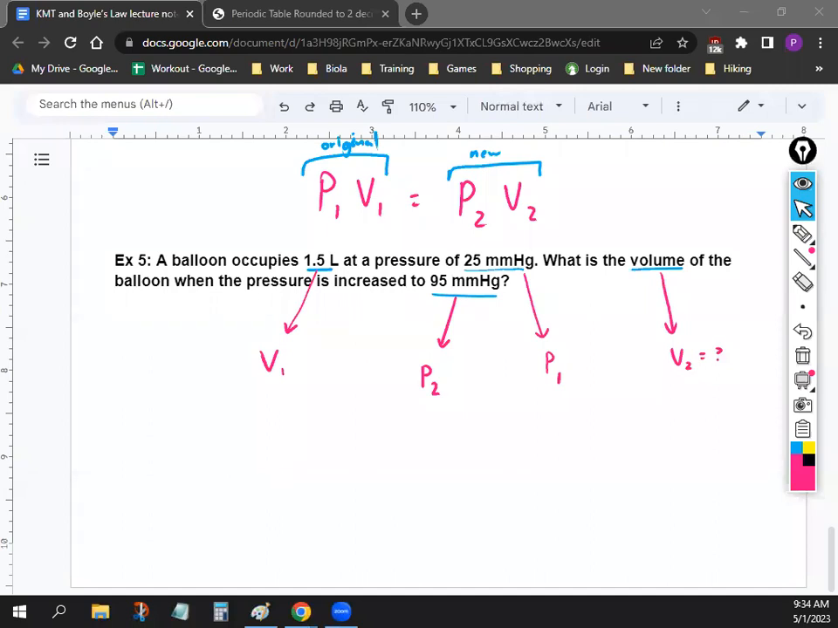Okay, so all we got to do is just plug these numbers into this equation right here, okay? So P1 is 25, so 25 millimeters of mercury. That's going to be P1. V1 is 1.5 liters. Oh, wait, sorry, we know P2 already. P2 is 95, so 95 millimeters of mercury. And we're looking for V2. So this is going to be the equation that we're working with right here.